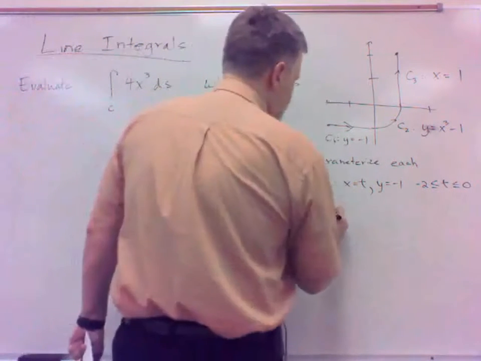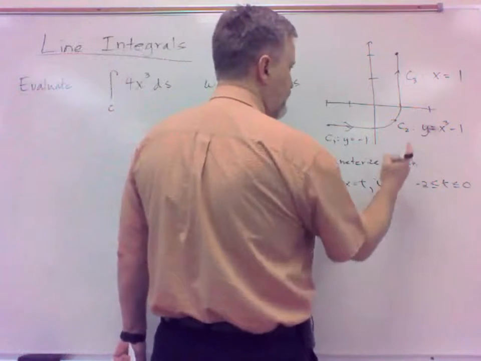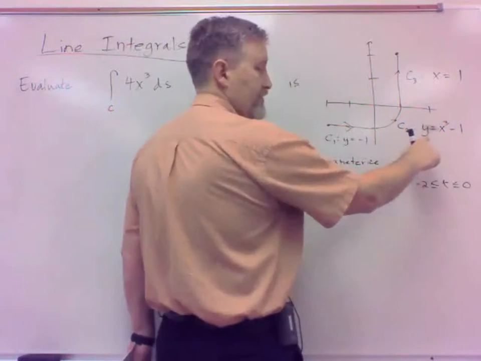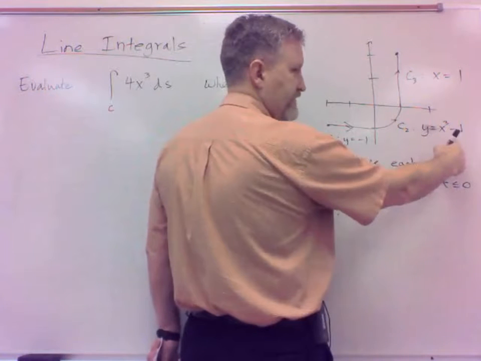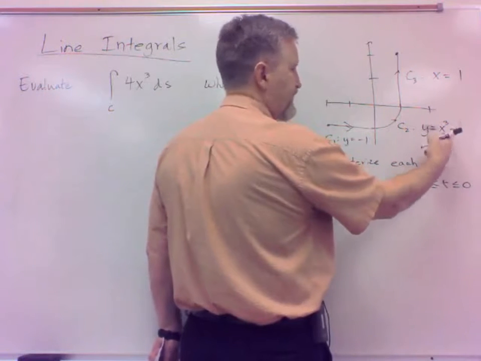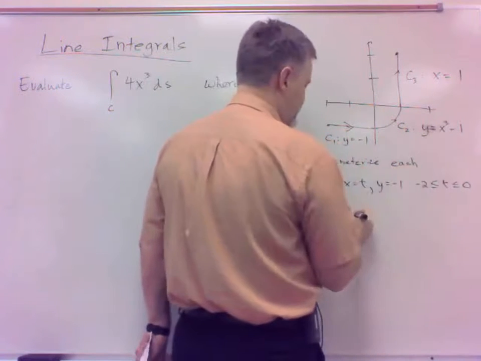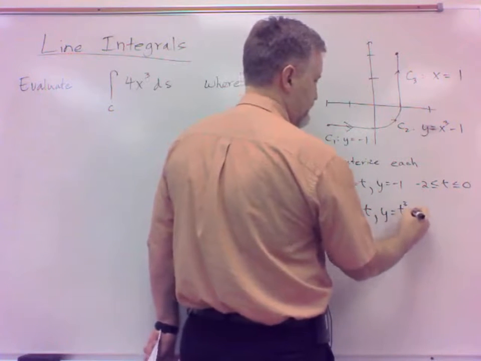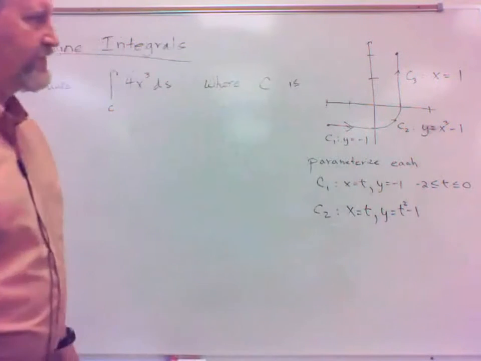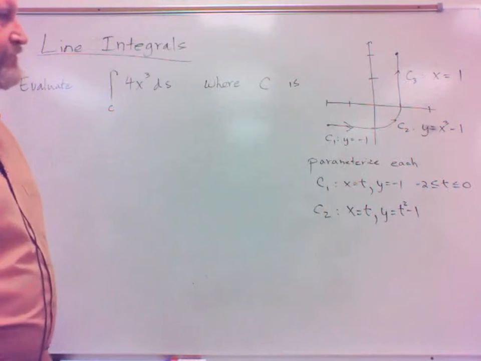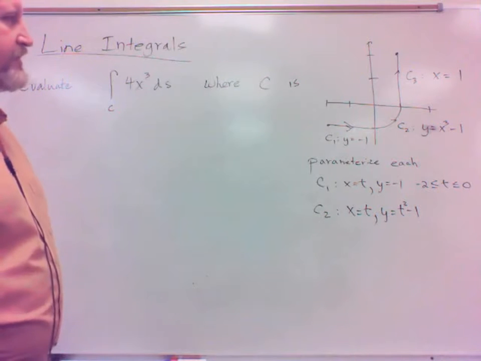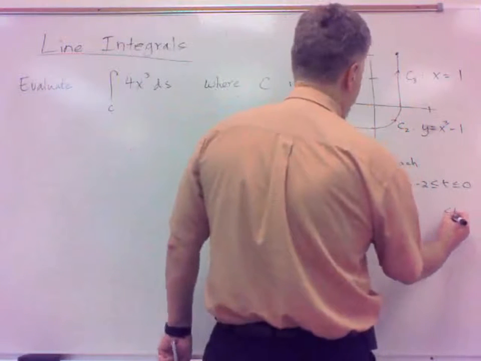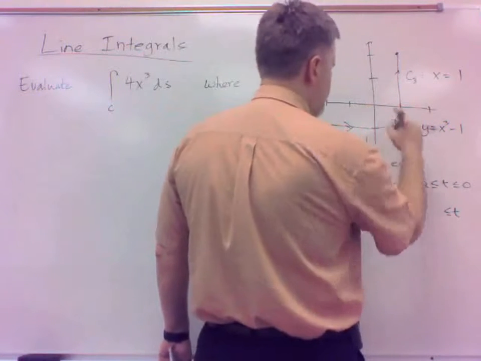All right, then C2, well, C2 is y = x cubed minus 1. Remember, to parameterize a function, y equals some function of x, you just let x be the t value again. And then the y is then t cubed minus 1, right? That would give us that curve. And in that case, t ranges from what to what? 0 to 1.